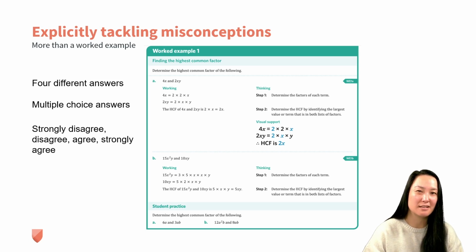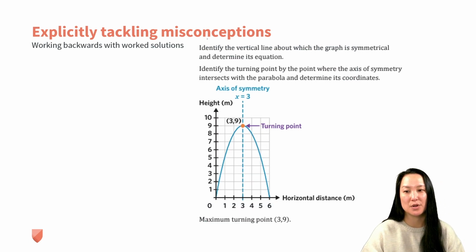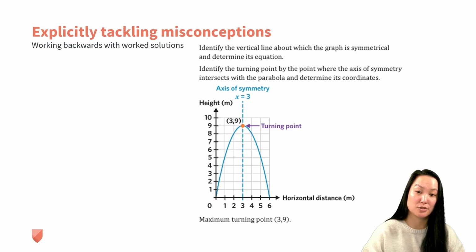Often, students get a bit nervous about making mistakes in math, and they don't want to seem like they're making mistakes in front of their friends. Celebrating the mistakes and saying that it's okay and acknowledging them allows students to feel more comfortable in their learning. Another way that you can work on tackling misconceptions is working backwards with a fully worked solution.